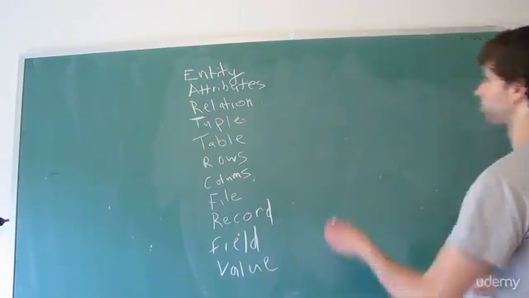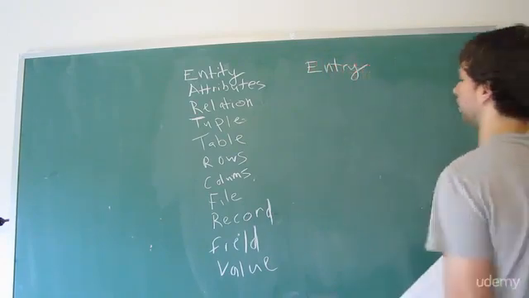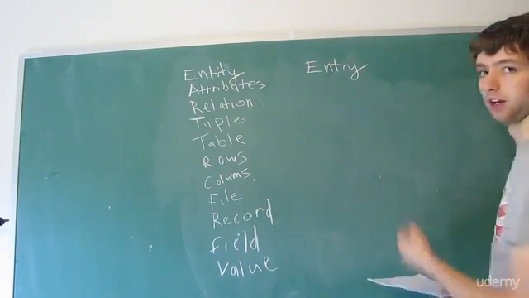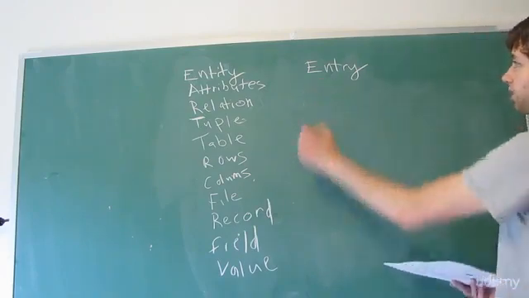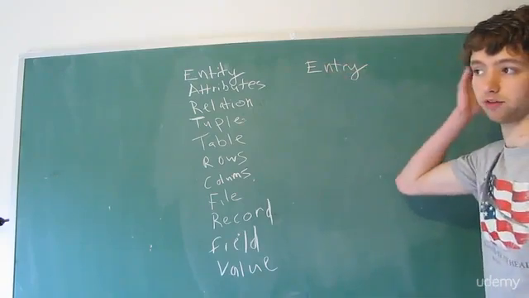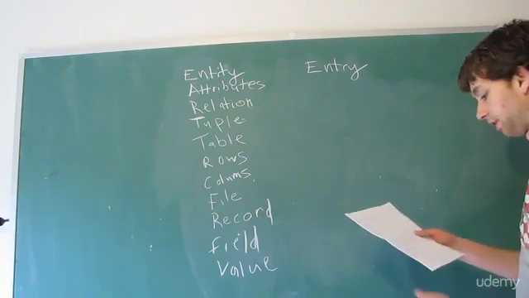Alright, then we have an entry. You may hear the term entry, which I like to use almost like a verb. When you enter data, you get an entry. So basically an entry is just another name for a row. There are obviously a lot of similar names, and we'll be making a table of which words mean what.